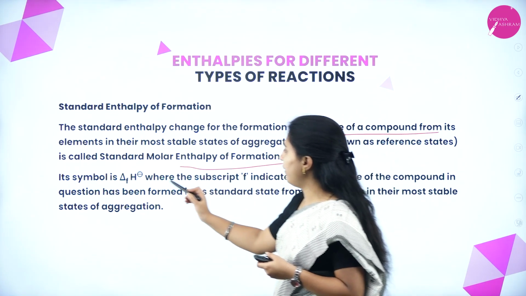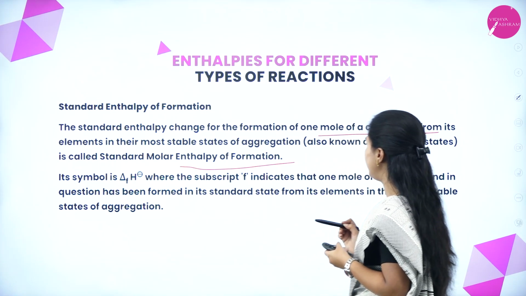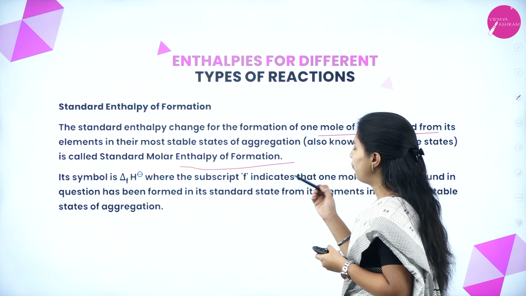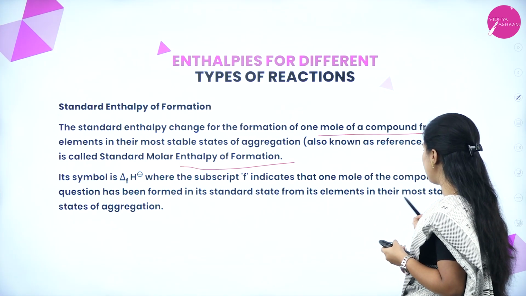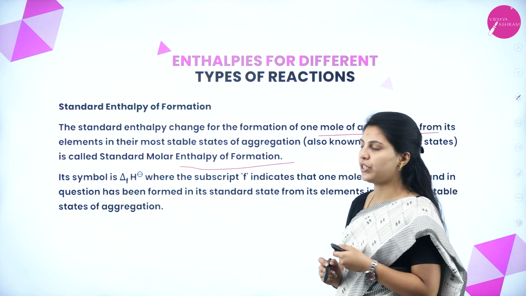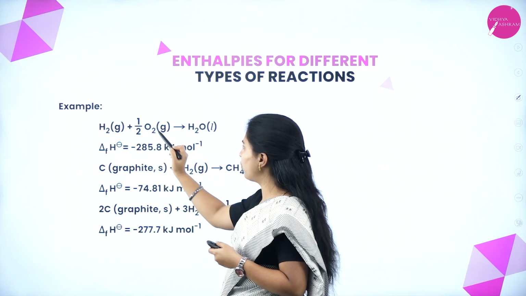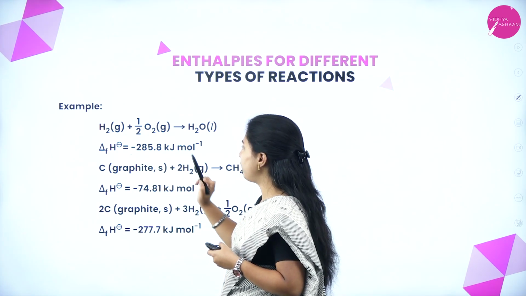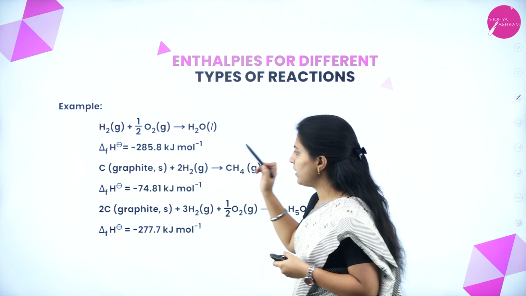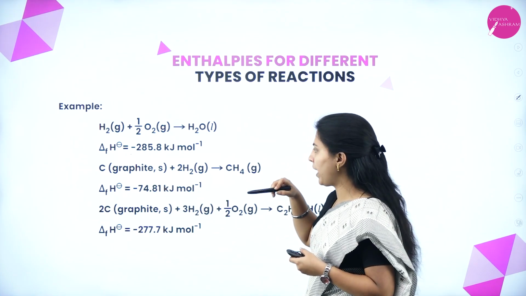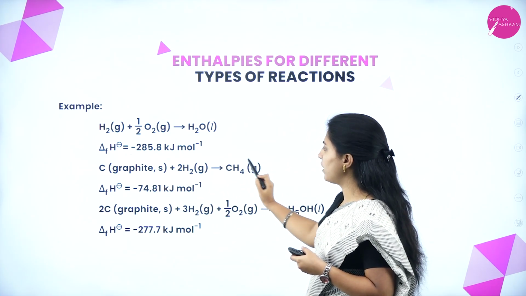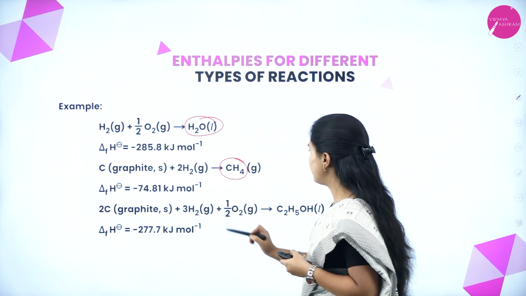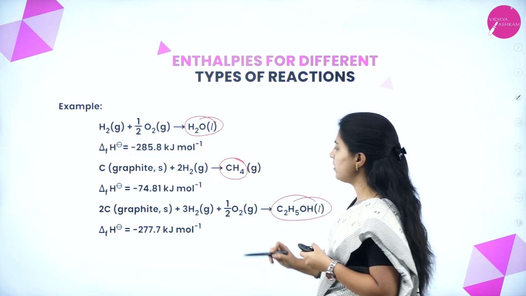This is delta f H minus, where the subscript f indicates that 1 mole of the compound in question has been formed in its standard state from its elements in their most stable states of aggregation. Example: H2 plus half O2 gives H2O liquid. Here the enthalpy of formation is minus 285.8 kilojoule per mole. See here, carbon in the allotropic form graphite plus 2H2 gives methane. Here the formation is going to happen. Here also, see C2H5OH, that is ethanol.